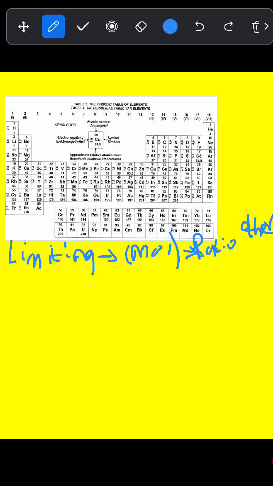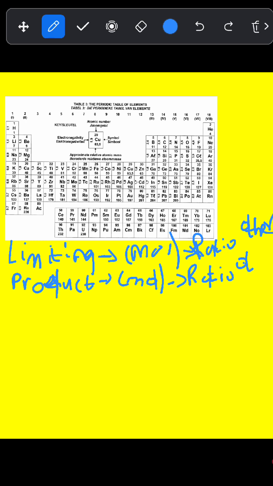Now, if they give you information about a product, change that information into number of moles. Then use ratio to get information about other substances.